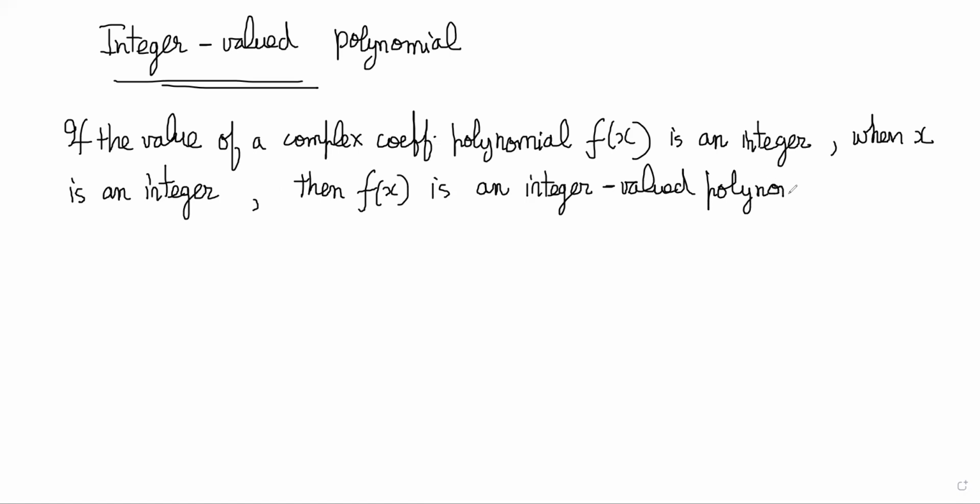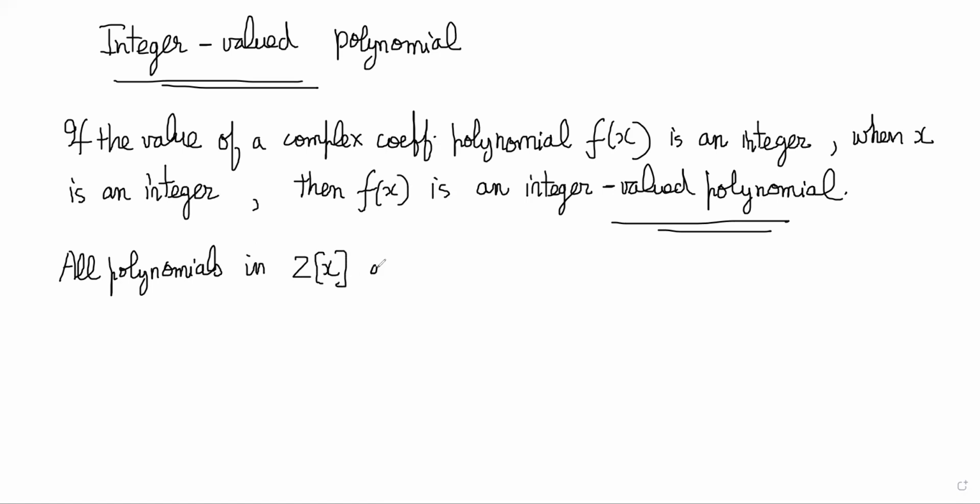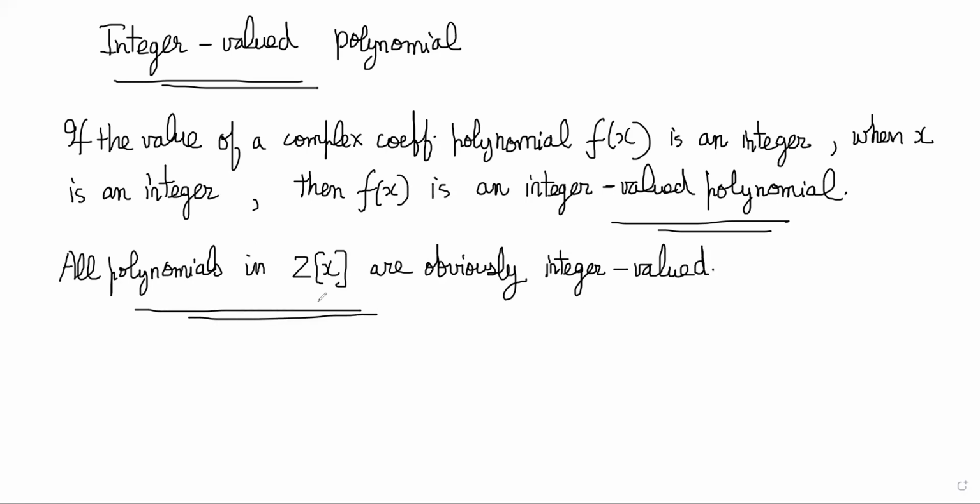So what does this definition tell us? Whenever you give input x, which is an integer, to a polynomial, if the output also turns out to be an integer, then such a polynomial is known as an integer valued polynomial, right? So all polynomials in Z of x are obviously integer valued. You should understand why, because the coefficients themselves are integers. So if you give an input which is an integer, the answer has to come out as an integer, right?